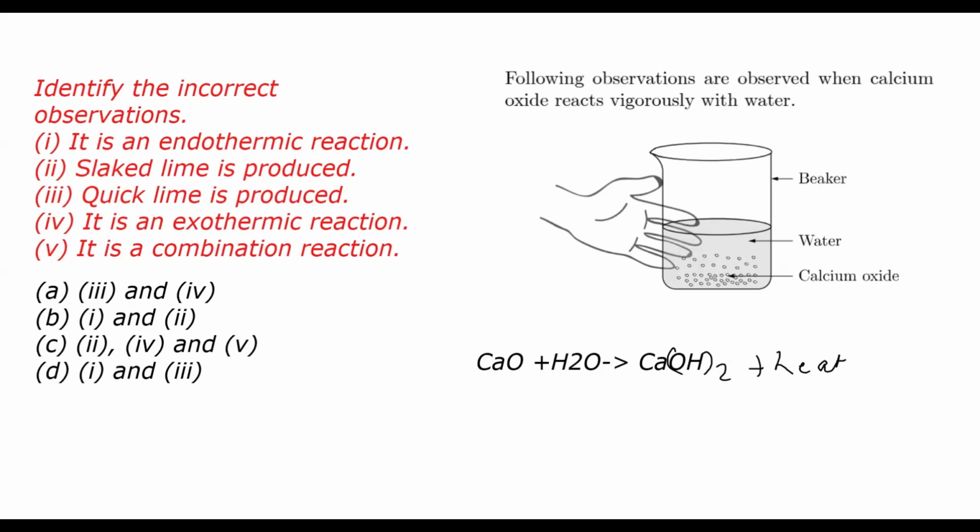Let's figure out which of them is correct. The first says it is an endothermic reaction. Well, this is incorrect because it is not an endothermic reaction. This is an exothermic reaction. When I see the next, it says slaked lime is produced.